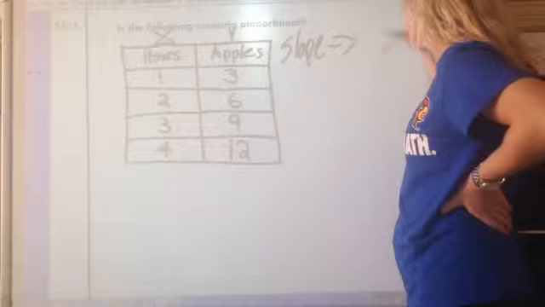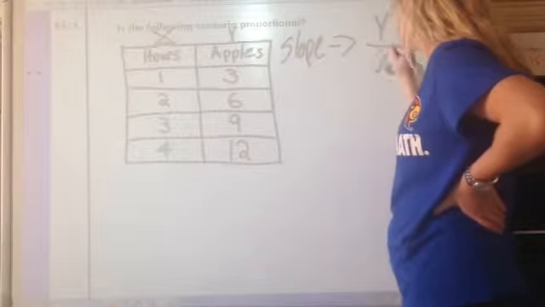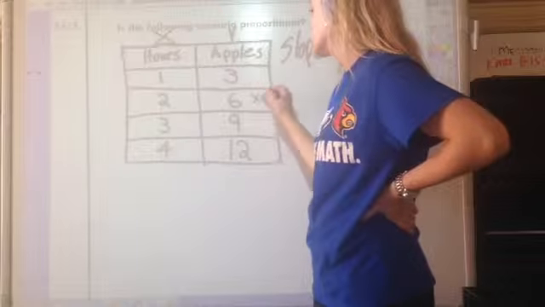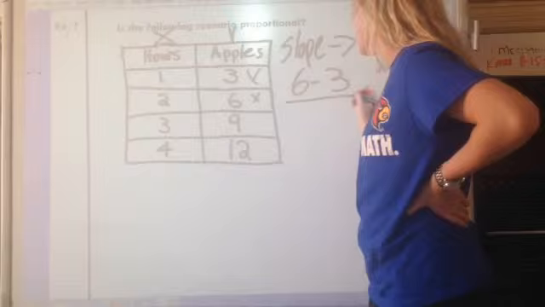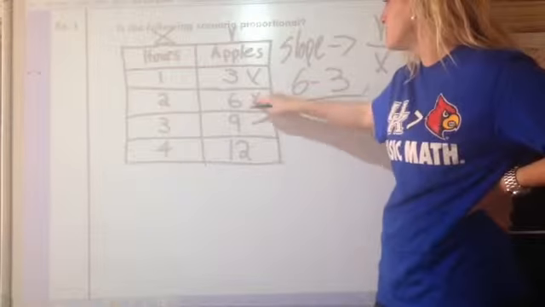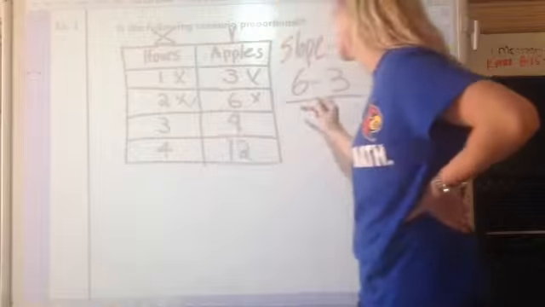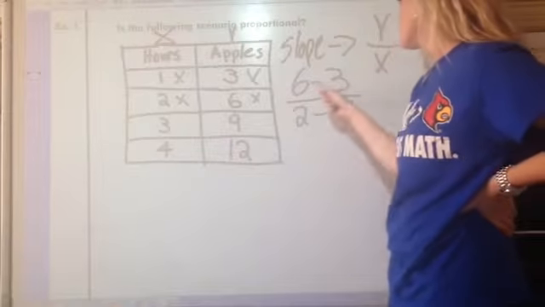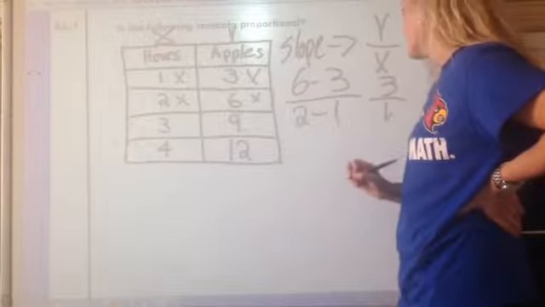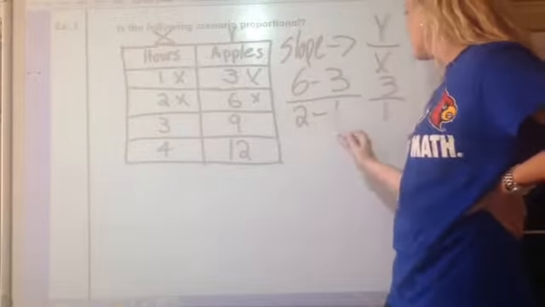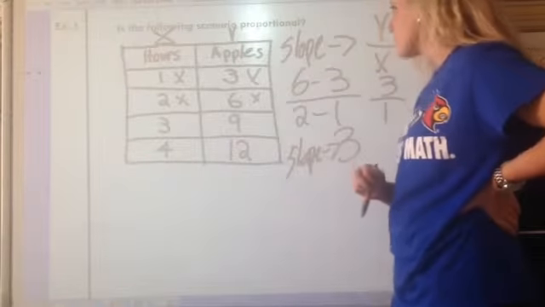So again, I want to find change in y over change in x. So I'm just going to take my first two y values. 6 minus 3, and again, I got this from change in y over change in x. Let's pick these two values. So 2 minus 1. So 6 minus 3 is just going to be 3, and 2 minus 1 will leave me with 1. So that means 3 divided by 1 is 3. So I have a slope of 3.